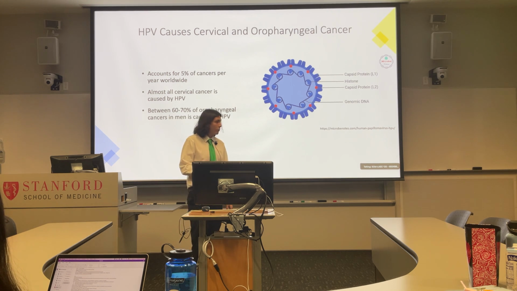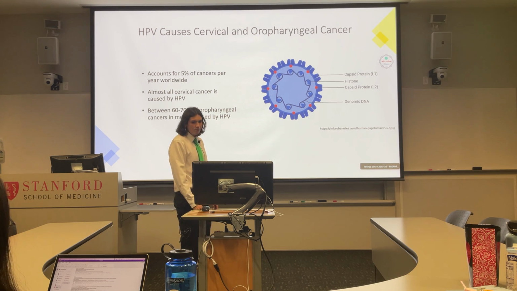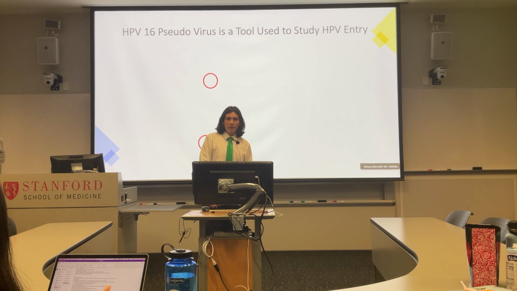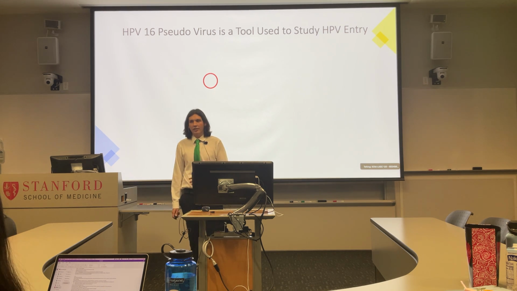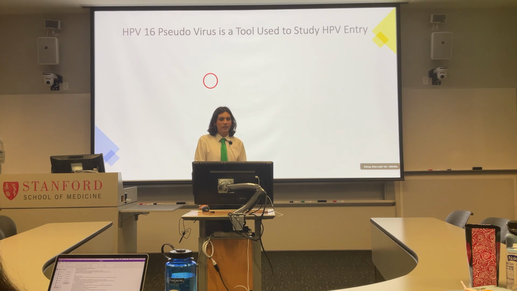And I want everyone to take a quick look here of what the virus looks like. We have two capsid proteins, which we call L1 and L2, and then there's also a genomic DNA in the middle. For my research and for my experiments, I'll be using a pseudovirus, and this virus will be used as a tool to study HPV entry. This pseudovirus itself will not cause a true infection, but will still go through cell entry and everything we need to know to study it.